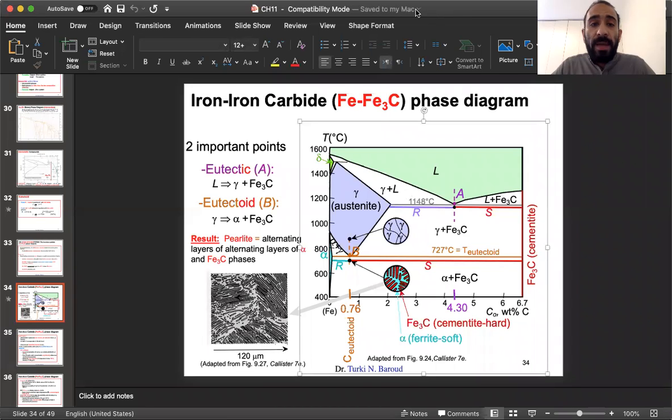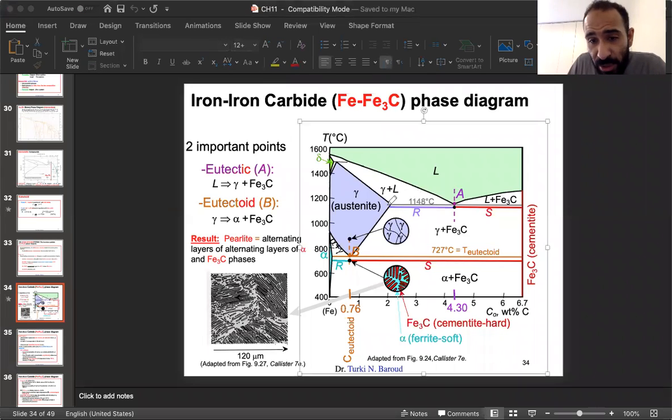So below the eutectic temperature, any liquid you have, either this liquid or this liquid or this liquid, what's going to happen if you cool below this temperature? Between this composition and this composition, any liquid is going to transform into a laminar structure of gamma and iron carbide. Gamma and iron carbide, okay? Wonderful.